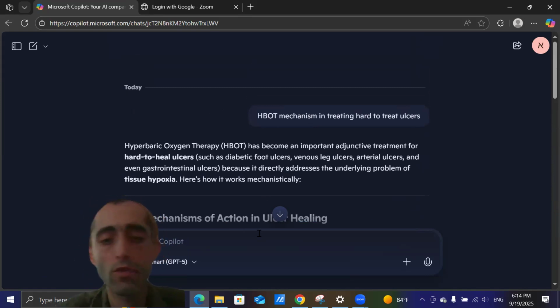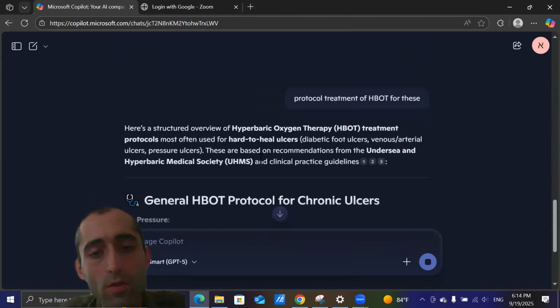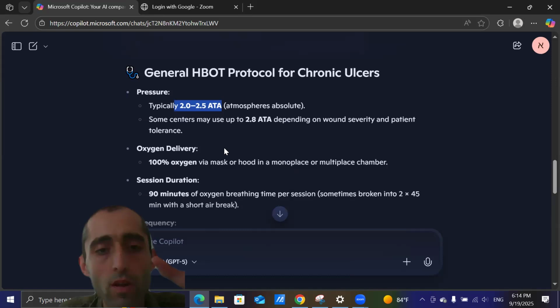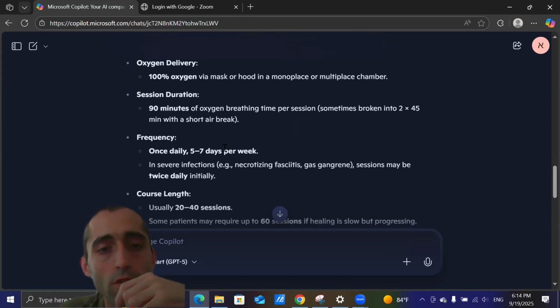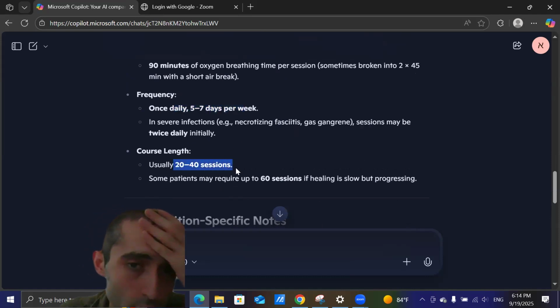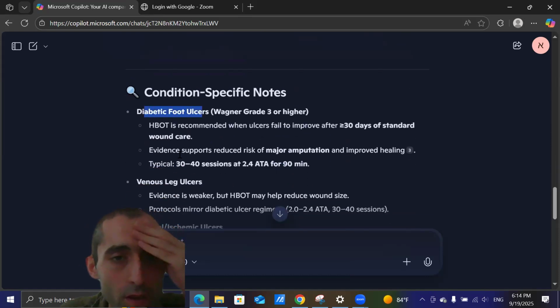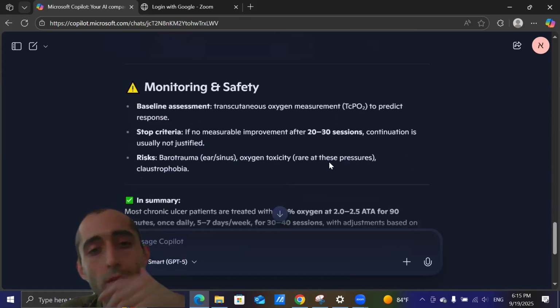And maybe we need to talk about the treatment protocol of HBOT for this. And you will see the protocols. You see 2 to 2.5. We talked about this range that is important, and especially 2.5 is very well known for this. Sometimes 2. Remember the oxygen toxicity, you need to talk about it. And frequency is 5 to 7 days per week, and usually 20 to 40 sessions, up to 60 sessions if healing is really slow. Diabetic ulcers, venous ulcers, arterial ischemic ulcers, or pressure ulcers, those are the main things.